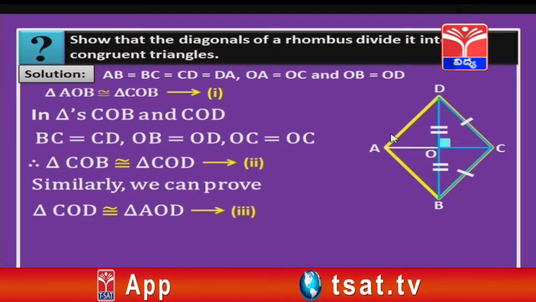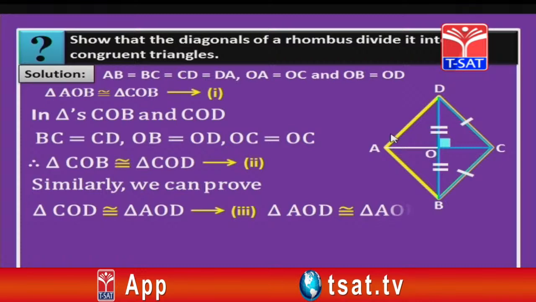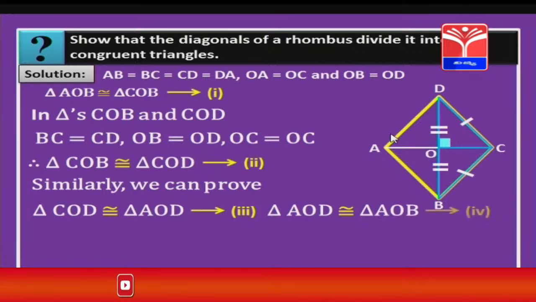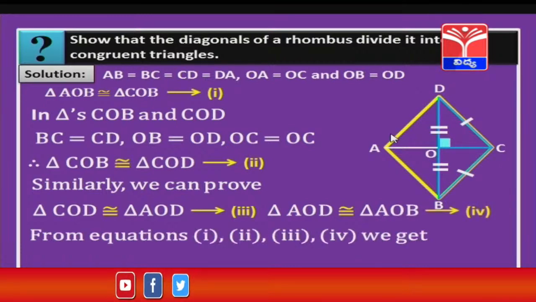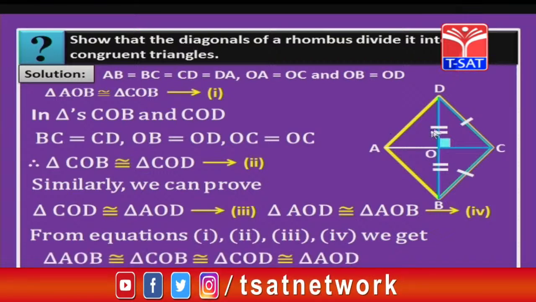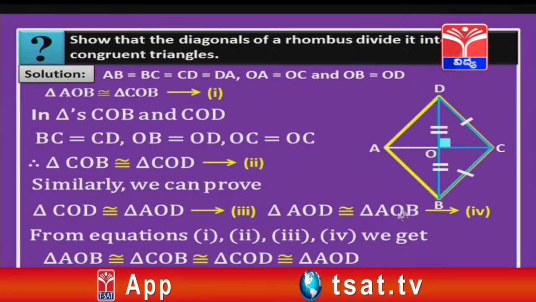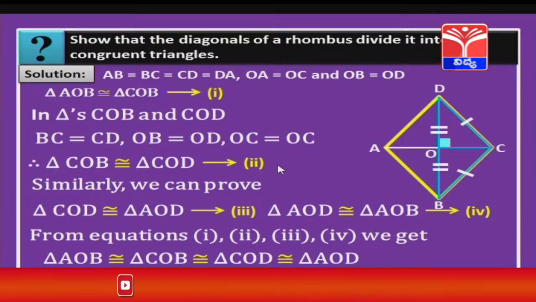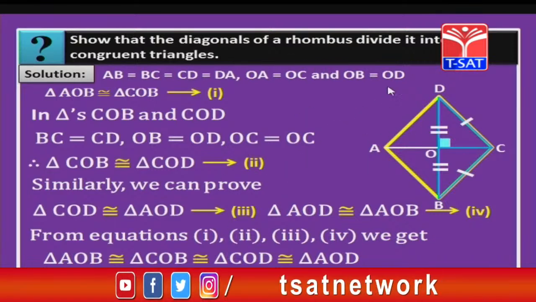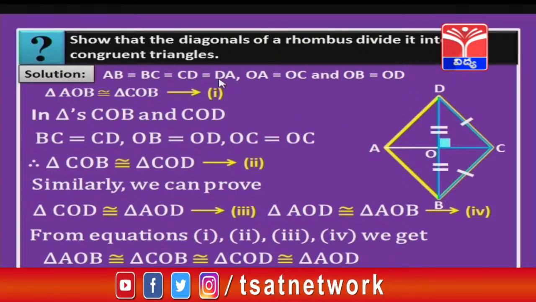So, mark this as equation 2 and equation 3. Now, from all these equations we can write, that is equations 1, 2, 3 and 4, we get triangle AOB congruent to triangle BOC or COB, this is congruent to triangle COD and this is congruent to triangle AOD. That means, all these 4 triangles are congruent to each other. So, children, we have proved that the diagonals of rhombus divide it into 4 congruent triangles.